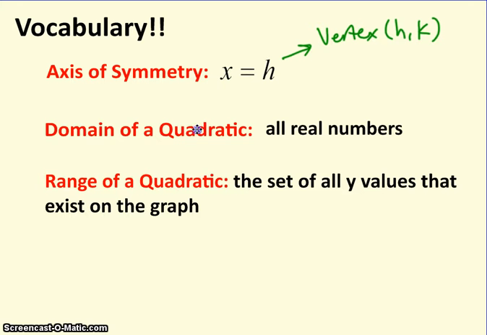The domain of a quadratic equation, remember, domain is all of my possible x values. So all of the possible x values that a parabola or a quadratic can be is all real numbers. You can also write it as this capital R symbol here. Range is all the y values. Now this differs from quadratic to quadratic. You have to look at the picture and say this is the range for this particular quadratic, whereas domain will always be all real numbers.